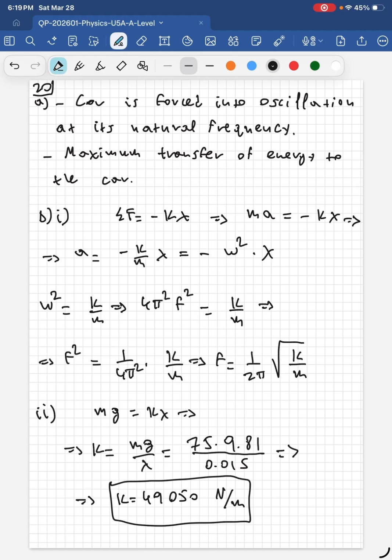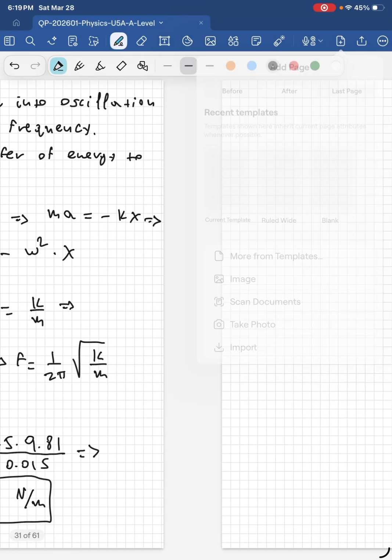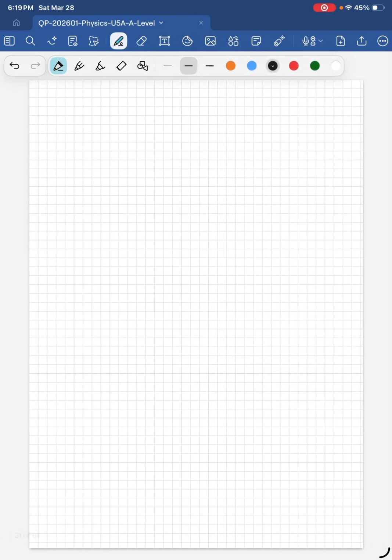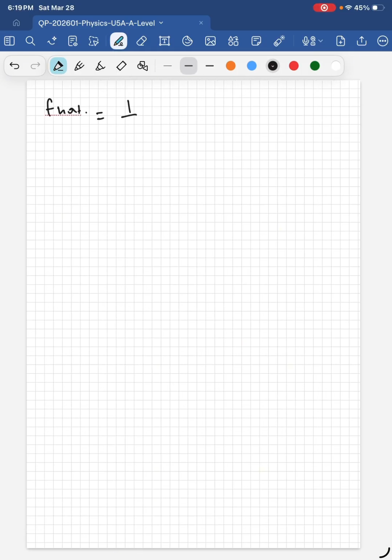Okay, now we can use this information to calculate the natural frequency. So f natural, when the passenger is in the car, is 1 over 2 pi times the square root of k, which is 49,050, over the mass, which is 1,450 plus 75 kilograms. So the natural frequency is going to be 0.9 hertz.